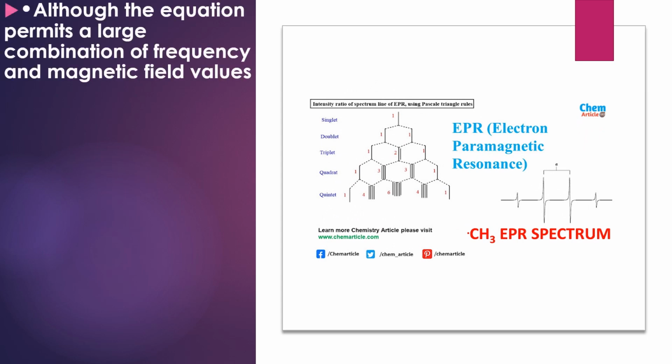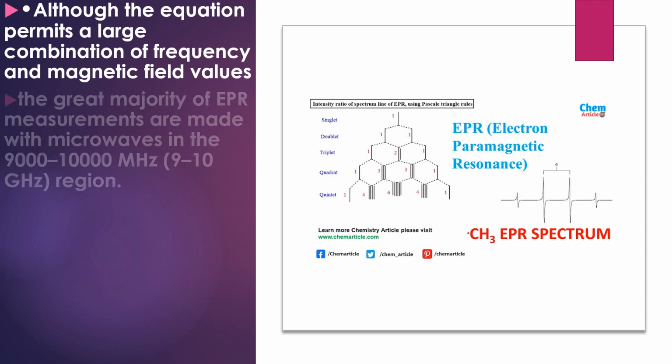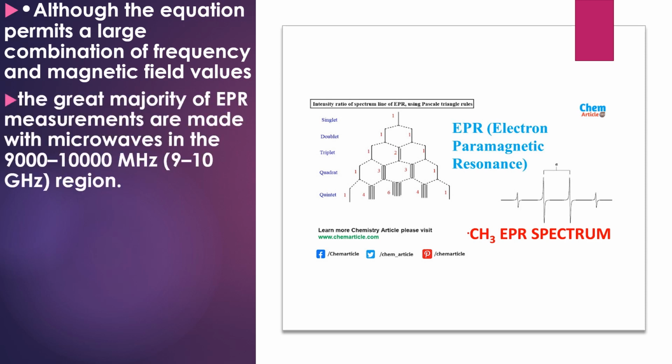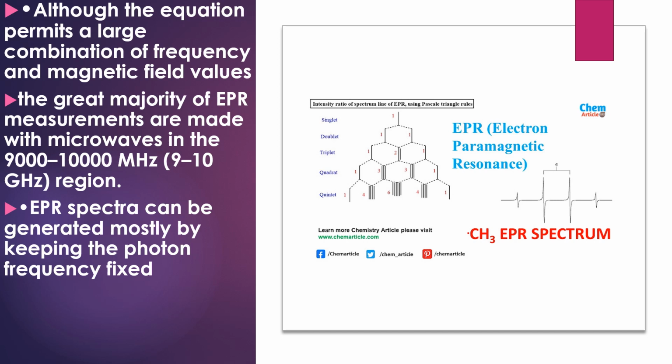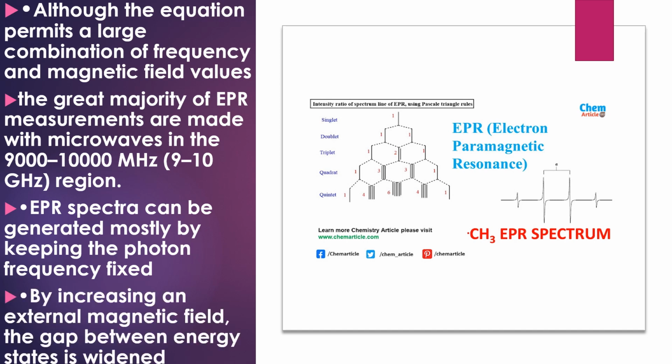Although the equation permits a large combination of frequency and magnetic field values, the great majority of EPR measurements are made with microwaves in the 9000 to 10,000 MHz, 9 to 10 GHz, region. EPR spectra can be generated mostly by keeping the photon frequency fixed and increasing an external magnetic field, which widens the gap between energy states.